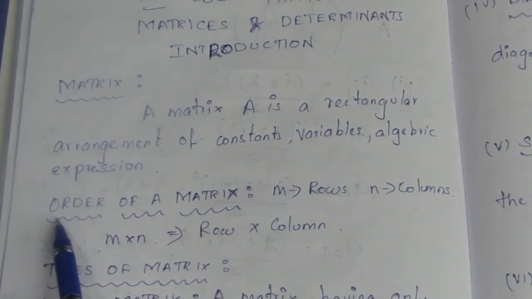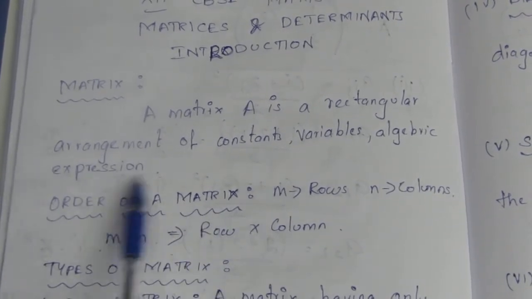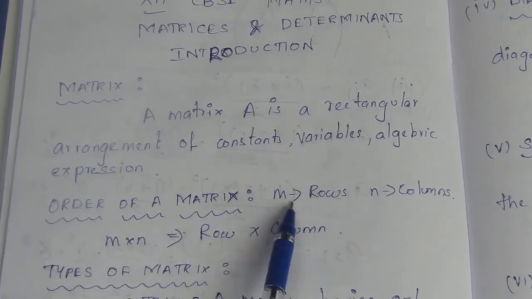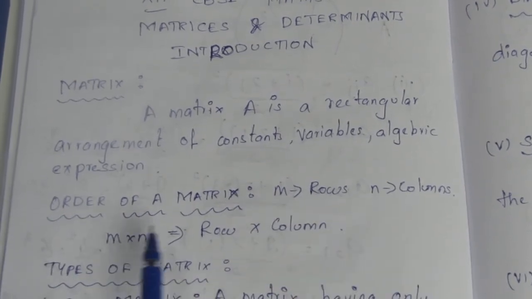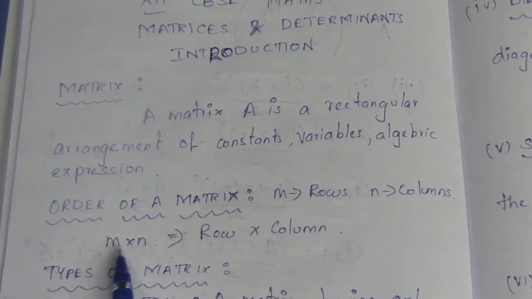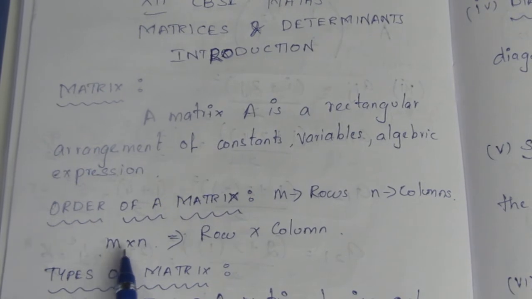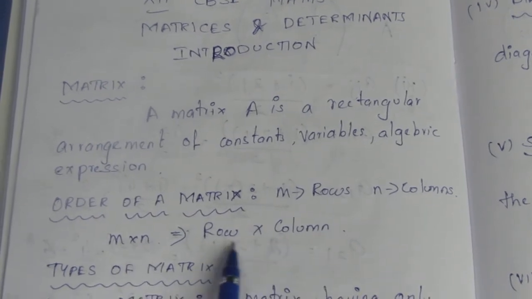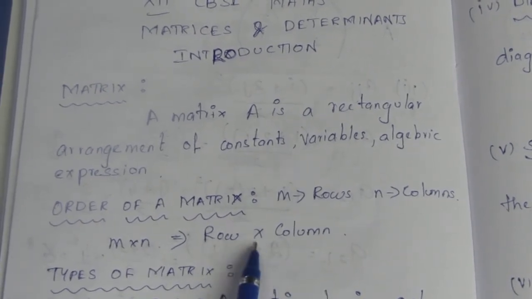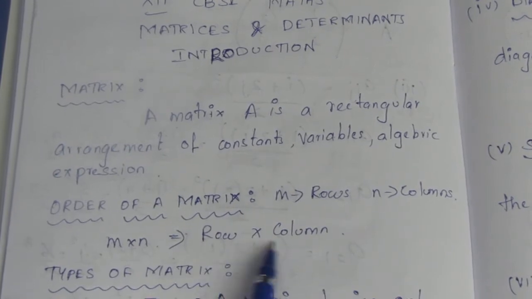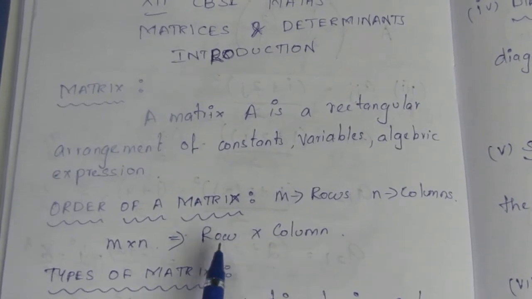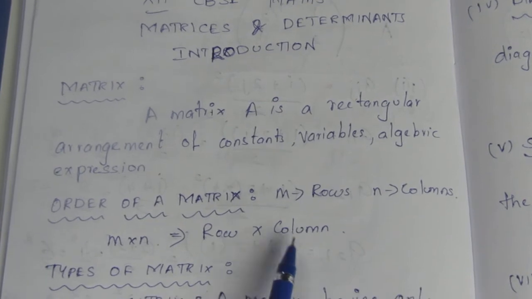Now we need to know what the order of a matrix is. This is very important because order comes as row by column. This is called "by", not "into". M into n, that is m by n, means row by column. Always remember, first one is row, then column. Remember as Red Cross, Royal Challenge. If you remember that way, row comes first, then the column.